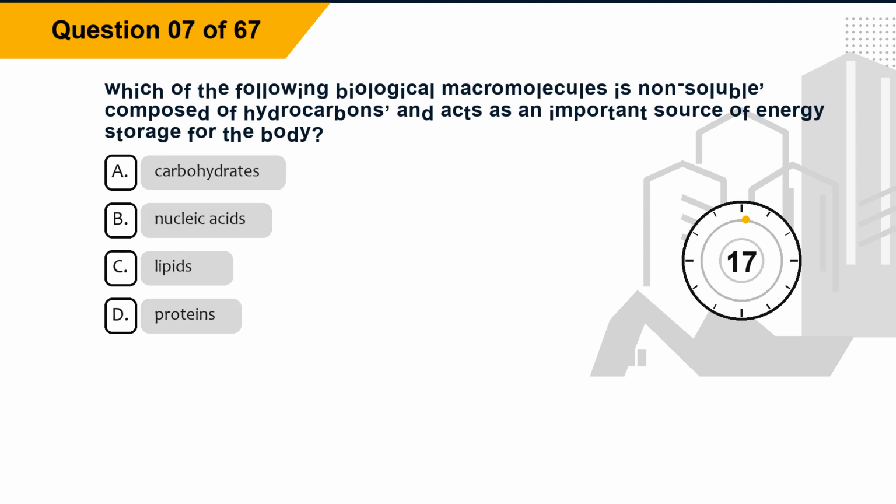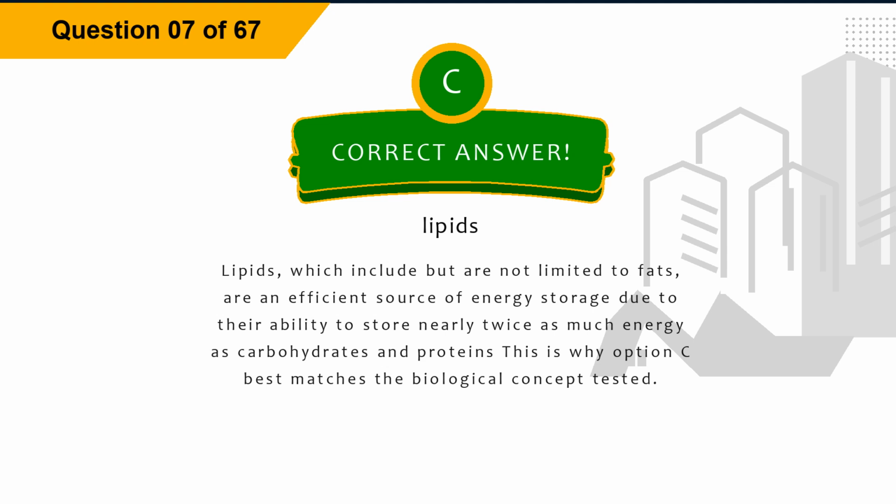Question 7. Which of the following biological macromolecules is non-soluble, composed of hydrocarbons, and acts as an important source of energy storage for the body? Option A. Carbohydrates. Option B, nucleic acids. Option C, lipids. Option D, proteins. The correct answer is option C, lipids. Explanation. Lipids, which include but are not limited to fats, are an efficient source of energy storage due to their ability to store nearly twice as much energy as carbohydrates and proteins. This is why option C best matches the biological concept tested.